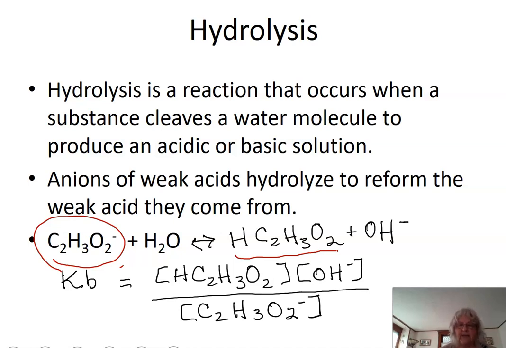Only I've used a Kb because the acetate ion is behaving like a base. So I labeled it as a Kb. I wrote my equilibrium expression, products over reactants. All right. Now the problem is that I don't have a table to look this Kb value up in. And so I'm going to have to rely on relating it to the Ka.